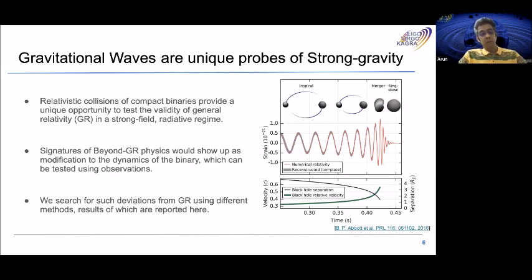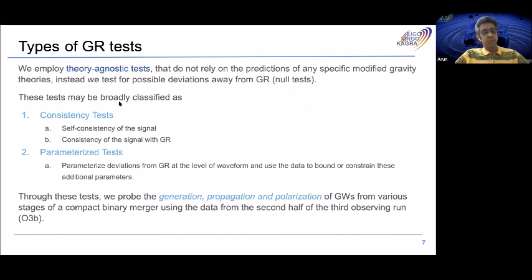So we search for deviations using different types of searches in some sense, which will be reported in the coming slides. So before we go to that, it's good to stress that the approach that we take here is what we can call theory agnostic, in the sense we do not rely on the predictions of alternatives to GR. Instead, we make use of the best knowledge of GR, and we look for deviations about GR or deviations around GR, and we will constrain any possible deviations from GR. So these are often referred to as null tests of GR.